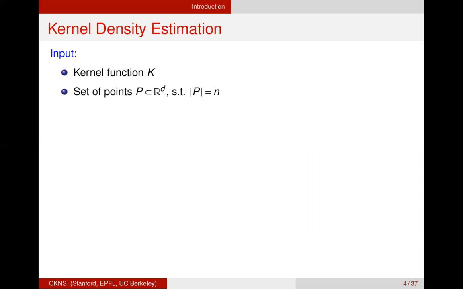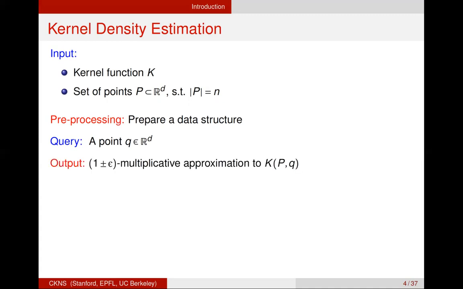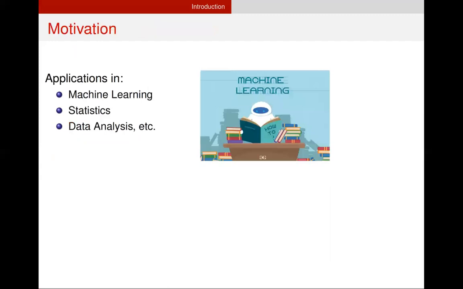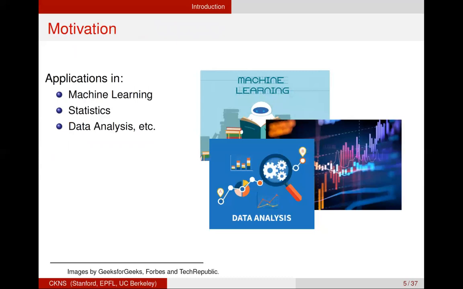In the kernel density estimation problem, we have a kernel function k and a set of points P of size n. We first prepare a data structure in the pre-processing phase. Then in the query phase, we are given a query point q in space R^d. Our task is to output a 1 plus minus epsilon approximation to the kernel density at q. For simplicity, let's assume that epsilon is constant, and we want to succeed with constant probability. Also, without loss of generality, we assume that d is polylog n. This problem has many applications in machine learning, statistics, and data analysis.